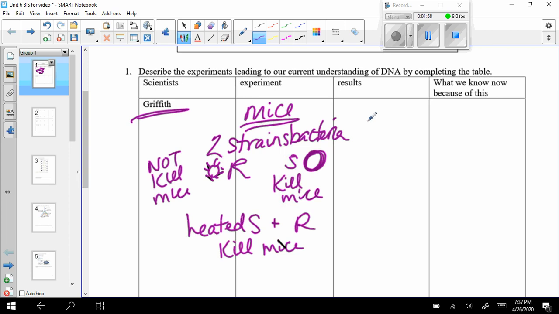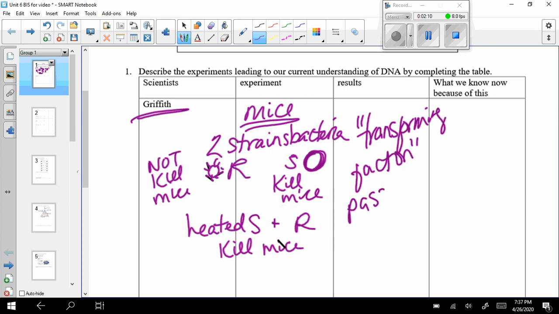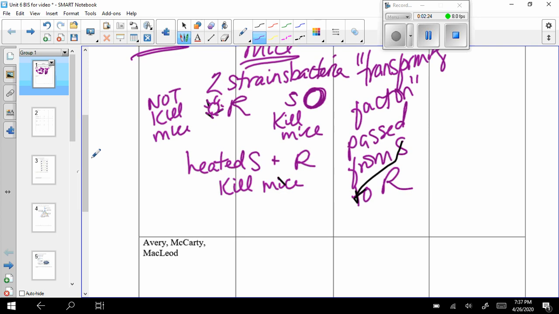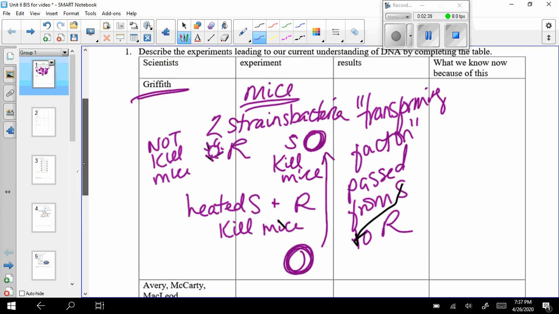His result is that he figured out that there must be a transforming factor. A transforming factor was something that was being passed from the S to the R. Sorry, I don't know why it keeps doing those little black lines through my writing, but this transforming factor is something that is passing it on. And he noticed that with the heated S and the R, the R cells ended up looking like this, which means they look like the smooth. So they were able to take in something from the heated S.